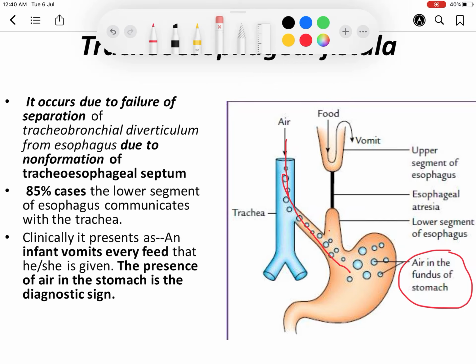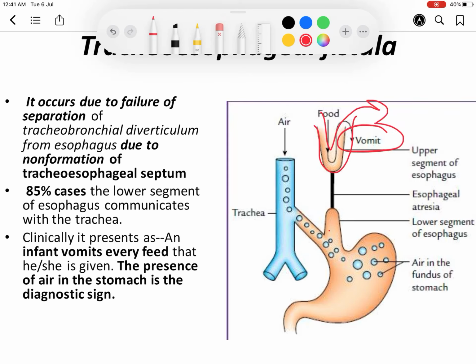tracheoesophageal fistula. Also in this condition, the infant vomits after every feed given to him or her. If the feed is given to the baby, it will not pass further because the esophageal lumen is closed, or the upper segment of the esophagus is blind here. So food will regurgitate via vomiting, and the lower end is connected with the trachea, so air will enter into the stomach. So both are important signs of tracheoesophageal fistula.